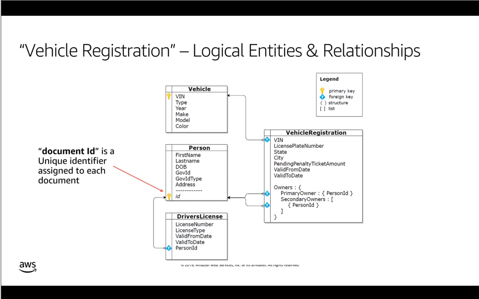Moving further, let's look at the vehicle registration application example and look at what the logical entities and relationships involved here are. As you can see, we have vehicle, person, driver's license, and vehicle registration entities. And how we can model them is that the concept of owners can be modeled within the vehicle registration entity itself. Now, to give it a physical representation, the vehicle registration entity can be a document, which is essentially a struct and contains top level attributes such as VIN, license number, state, city, etc. And it also contains a nested structure, owners, which contains again 2 attributes within itself: the primary owner and secondary owners.